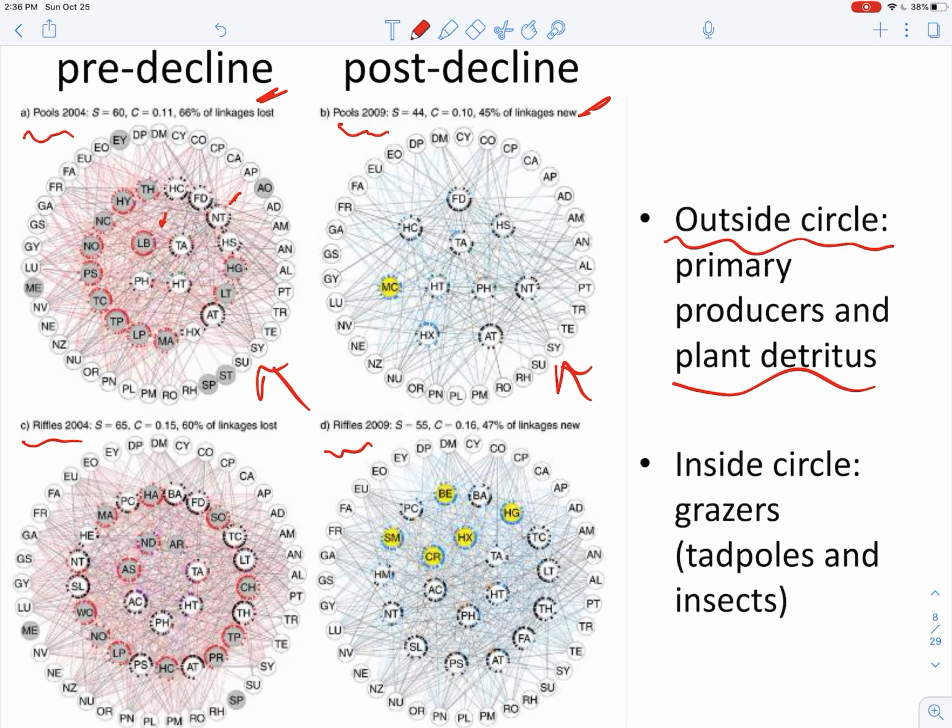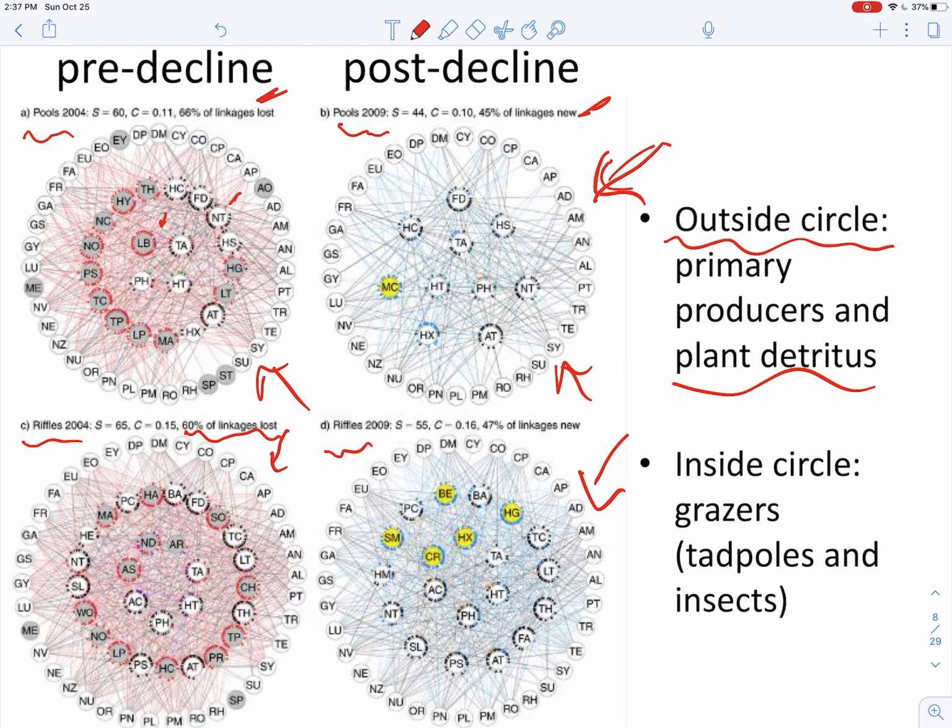And what you're noticing here overall is that we see fewer linkages in the food web. So each of these lines is showing food web linkages between species. And you may notice it's really hard to see a lot of linkages here, still hard post-decline. But essentially we have fewer grazers post-decline in both habitat types and fewer linkages.